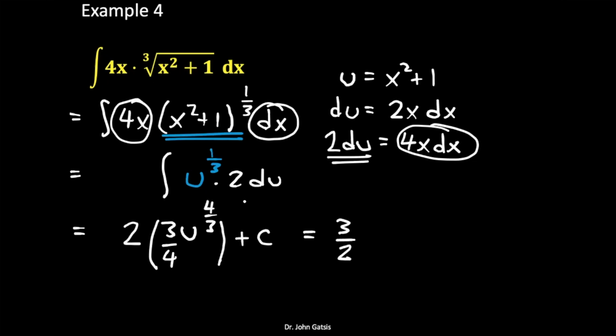Let's deal with that as well. So u to the 4/3, well, u is just this. So we're going to have here x squared plus 1 all to the 4/3. Trying to get this more compact is really satisfying. That is the answer to this integral. And we'll move on to other techniques in future lessons.